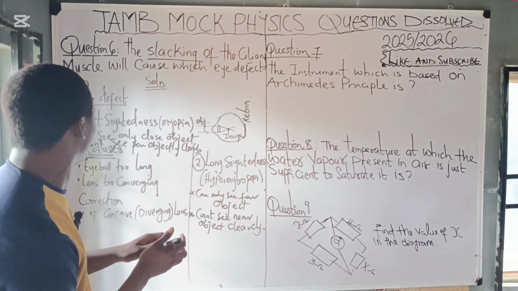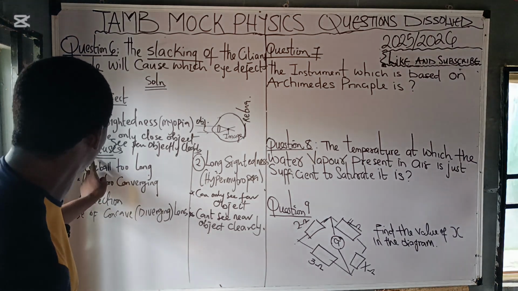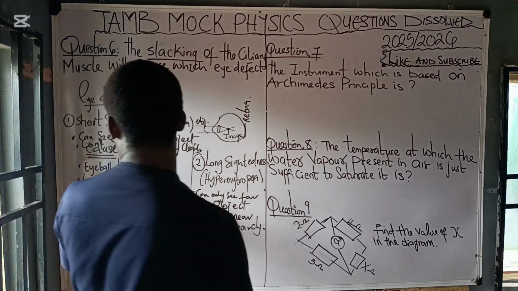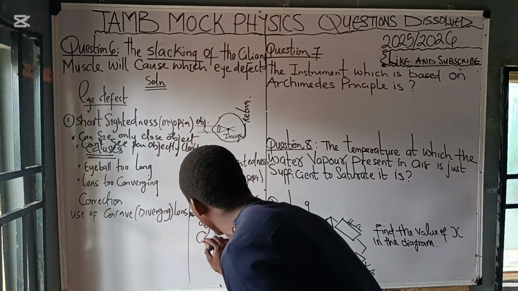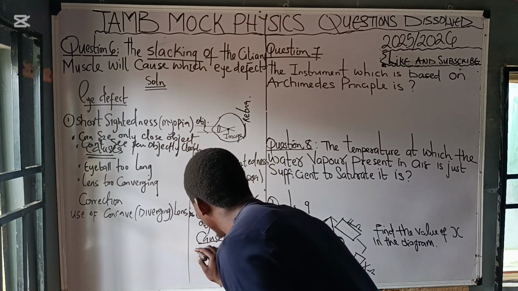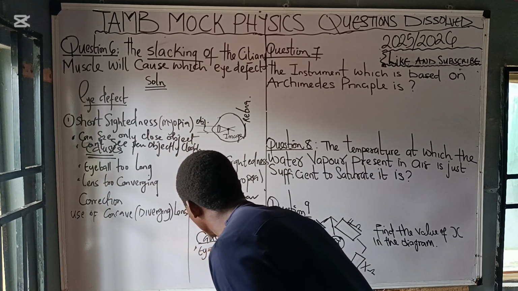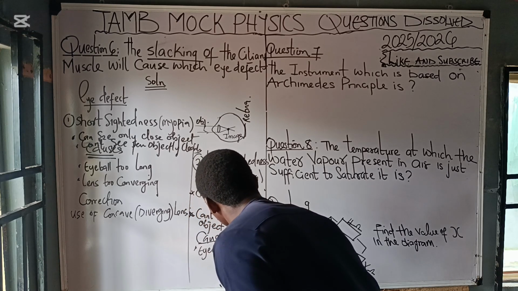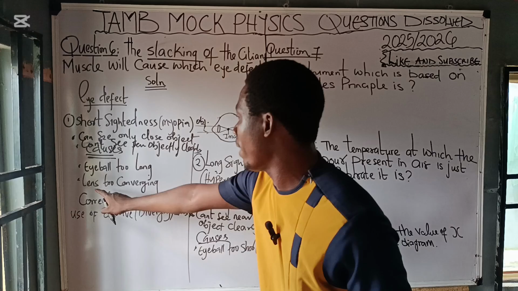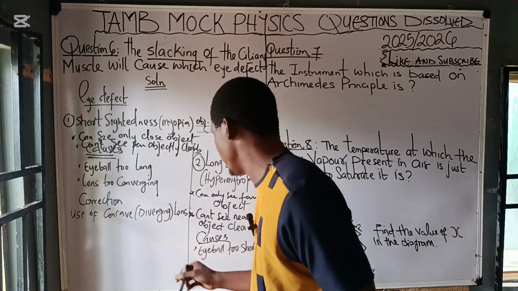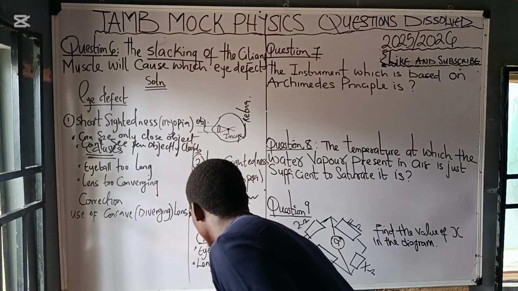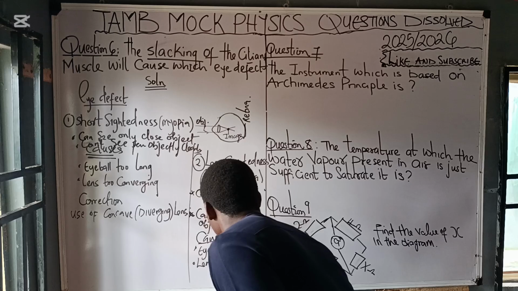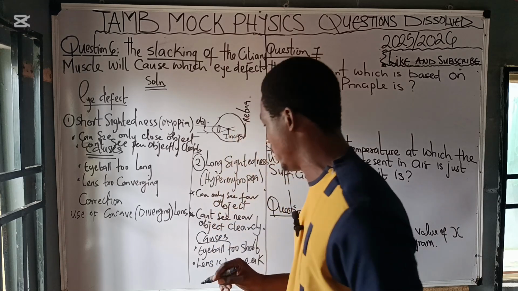Do you understand? So if you look at it very well, the causes here: number 1, eyeball too short. Number 2, lens too weak, that is, the lens is too weak to converge light. Yes, take note of that.